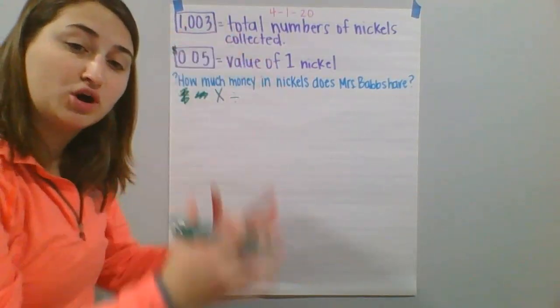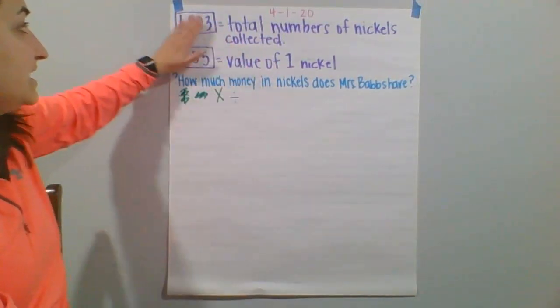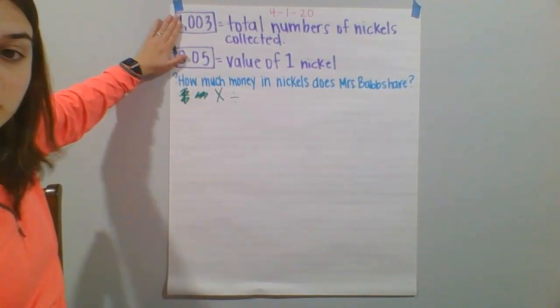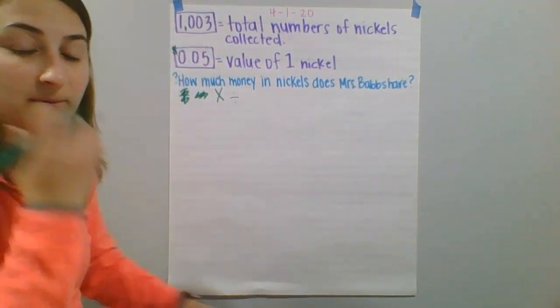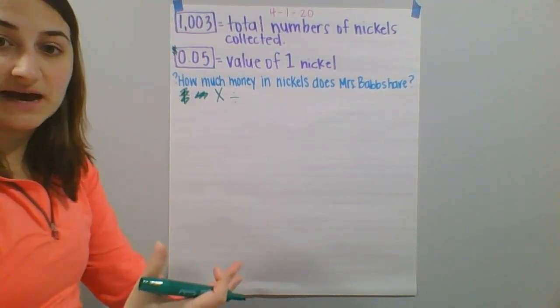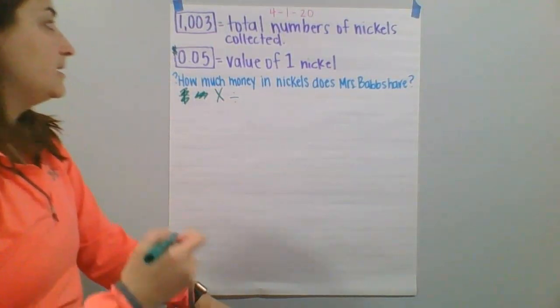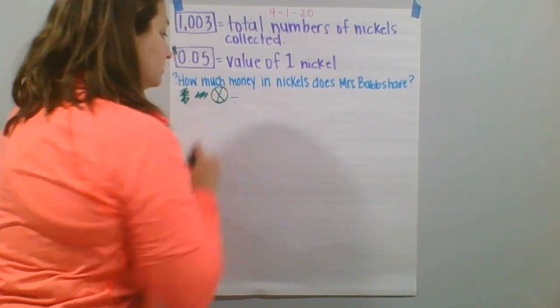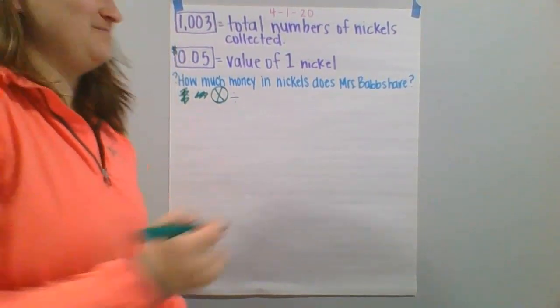The next thing I want to ask myself is, do I have my whole? Do I know how much total money I have, or do I not? Do I need to create equal parts, or am I trying to figure out how much total money I have? When we ask ourselves that, we know that we don't have our whole and that we want our answer to get larger. So the operation we're going to be doing today is multiplication.